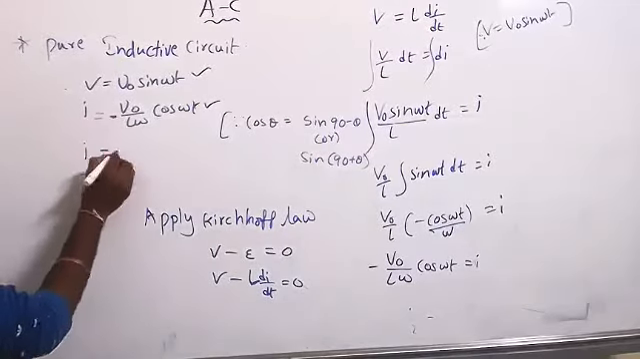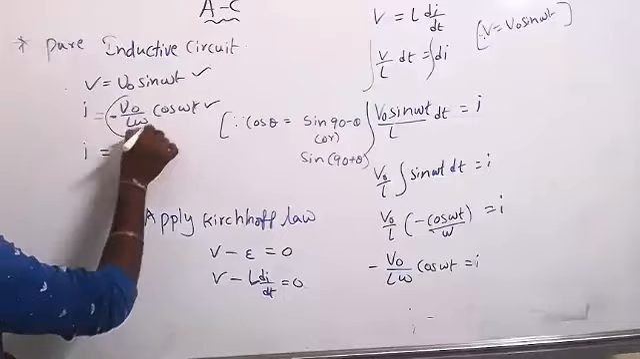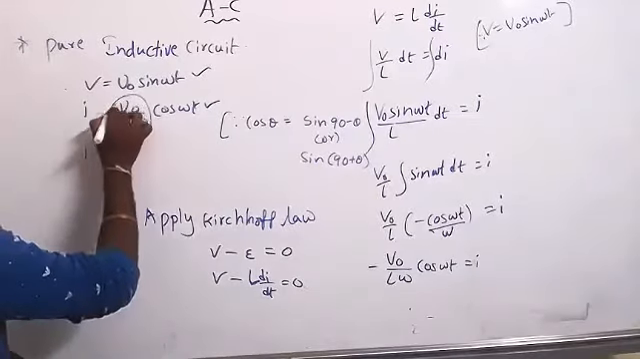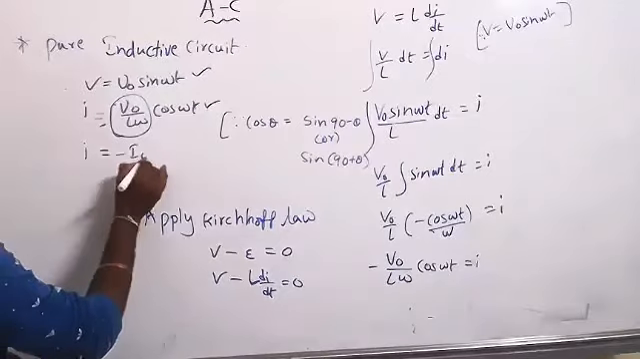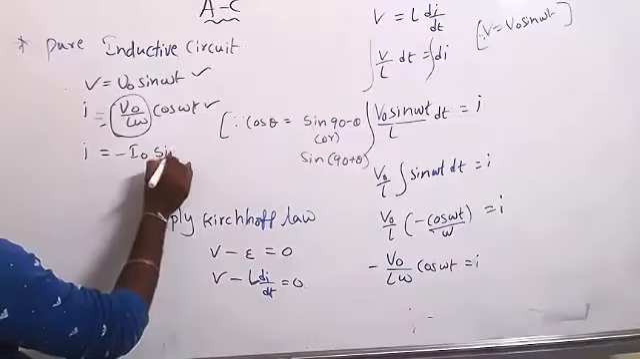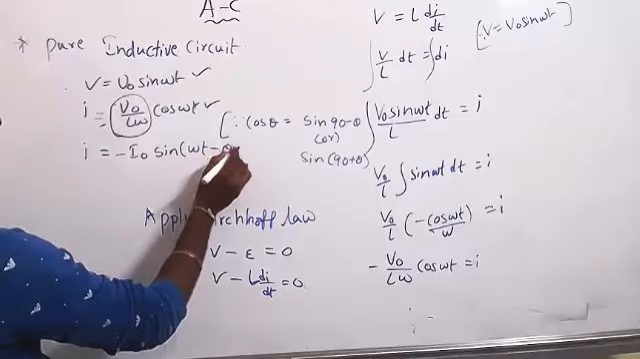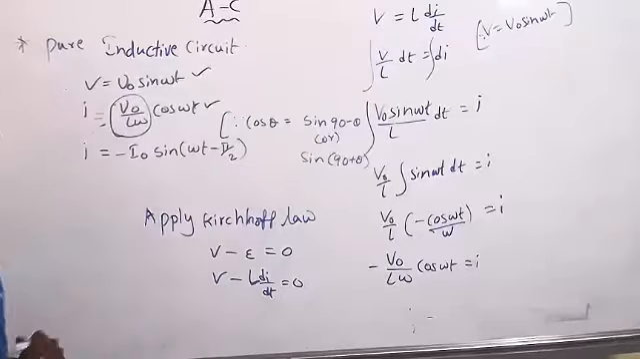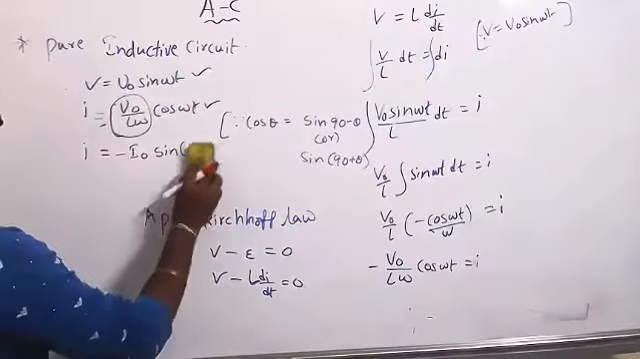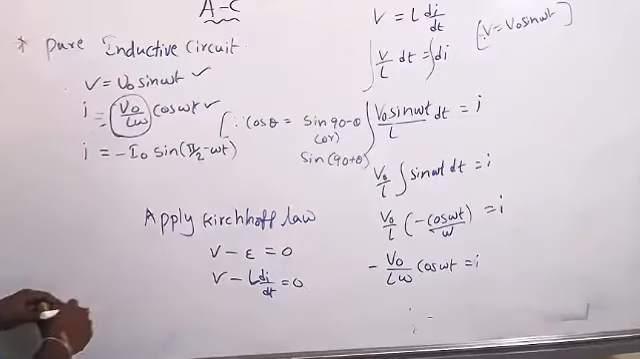Let's say I is equal to, now what we have to write? In this place, take I naught, not minus. Minus I naught sine omega t minus... Can we write like this?